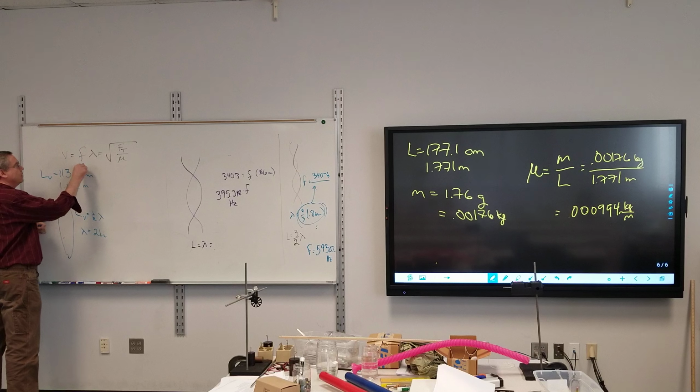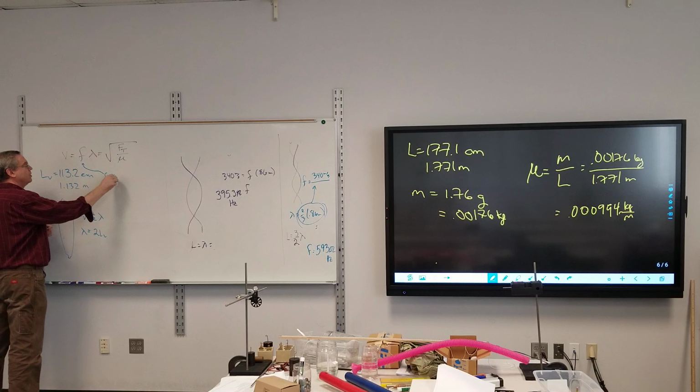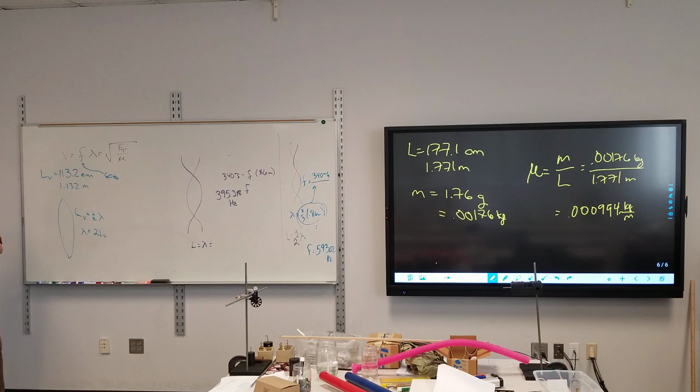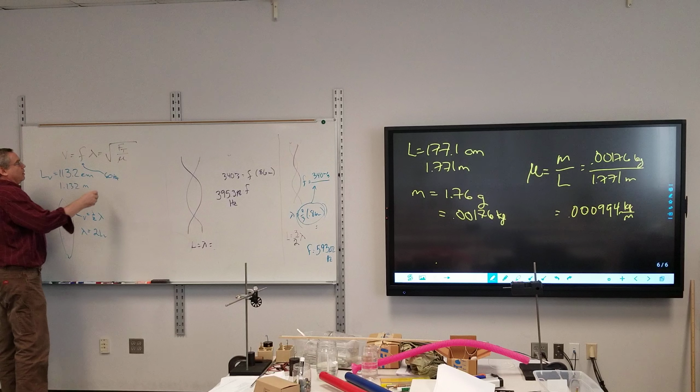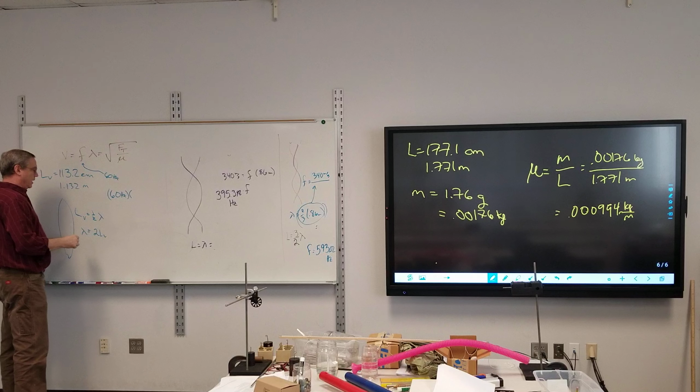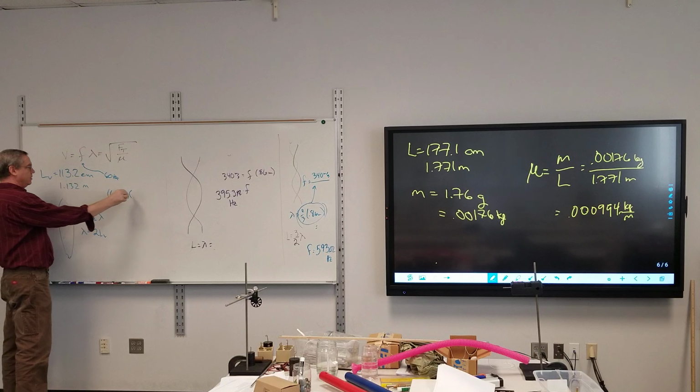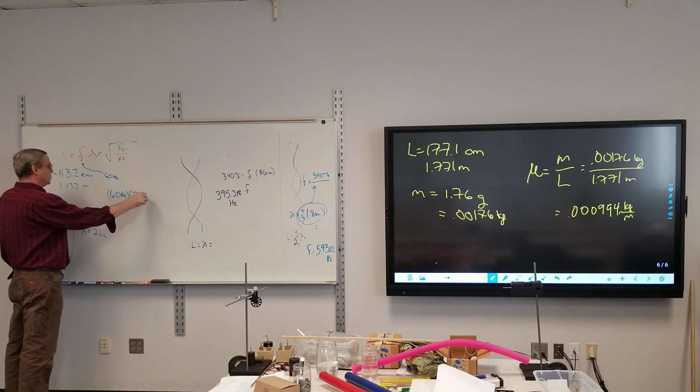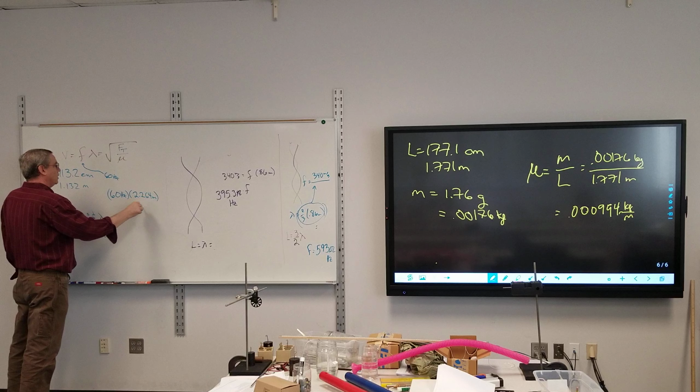Frequency, 60 hertz. That's the frequency of the electricity coming out of our outlets. So I have 60 hertz times a wavelength of 2 times that, which is 2.264 meters, is equal to the square root of the tension divided by my linear density, which is 0.0009.